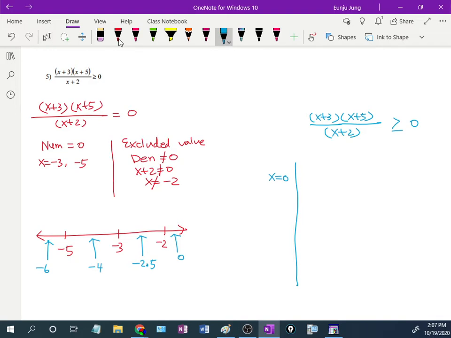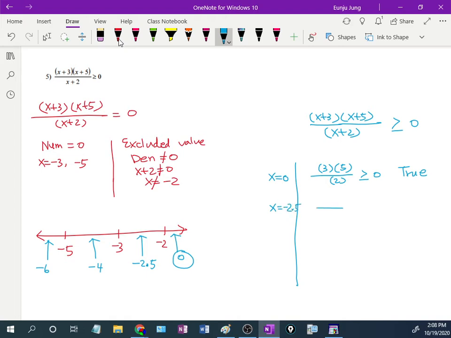Okay, so I had a phone call, so let's go back to the problem and see how we check the inequality. If I choose the number 0, then 0 plus 3 is 3, 0 plus 5 is 5, and the denominator 0 plus 2 is 2, all positive numbers, right? Is it going to be a positive number? Yes, greater than or equal to 0 means positive. So yes, this is true, and I'm going to shade that region.